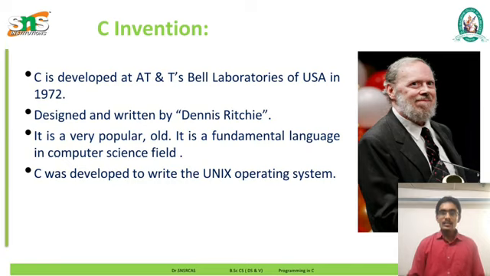C was invented at AT&T Bell Laboratory of USA during 1972. It was designed and written by Dennis Ritchie, who is a famous computer scientist. It is a very popular language despite being old. The main reason for its popularity is that it is a fundamental language in the field of computer science. C is strongly associated with Unix, as it was developed to write the Unix operating system.